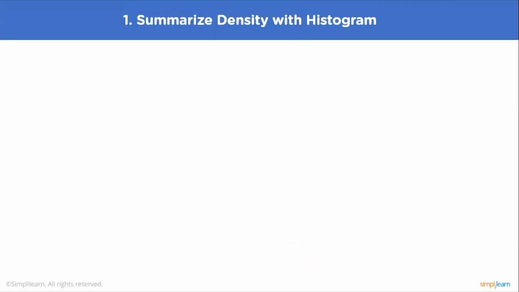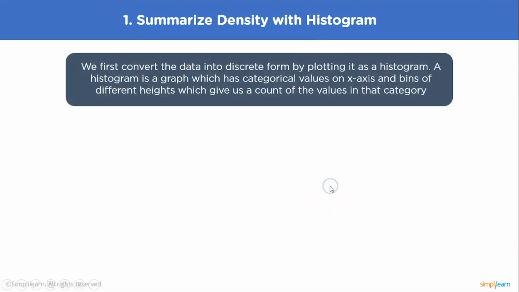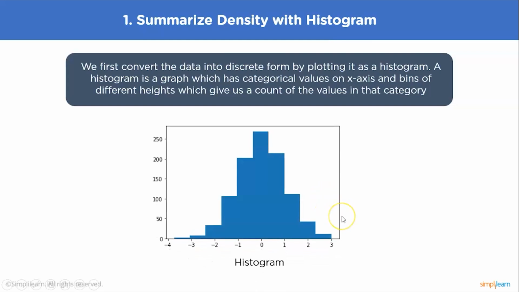The first step is to summarize your density with the help of a histogram. The first step in a density estimation is to create a histogram of the observations in the random sample. Now, what is a histogram? A histogram is a plot which involves first grouping the observations into bins and counting the number of events that fall in each bin. The counts or frequency of observations in each bin are then plotted as a bar graph with the bins on the x-axis and the frequency on the y-axis.